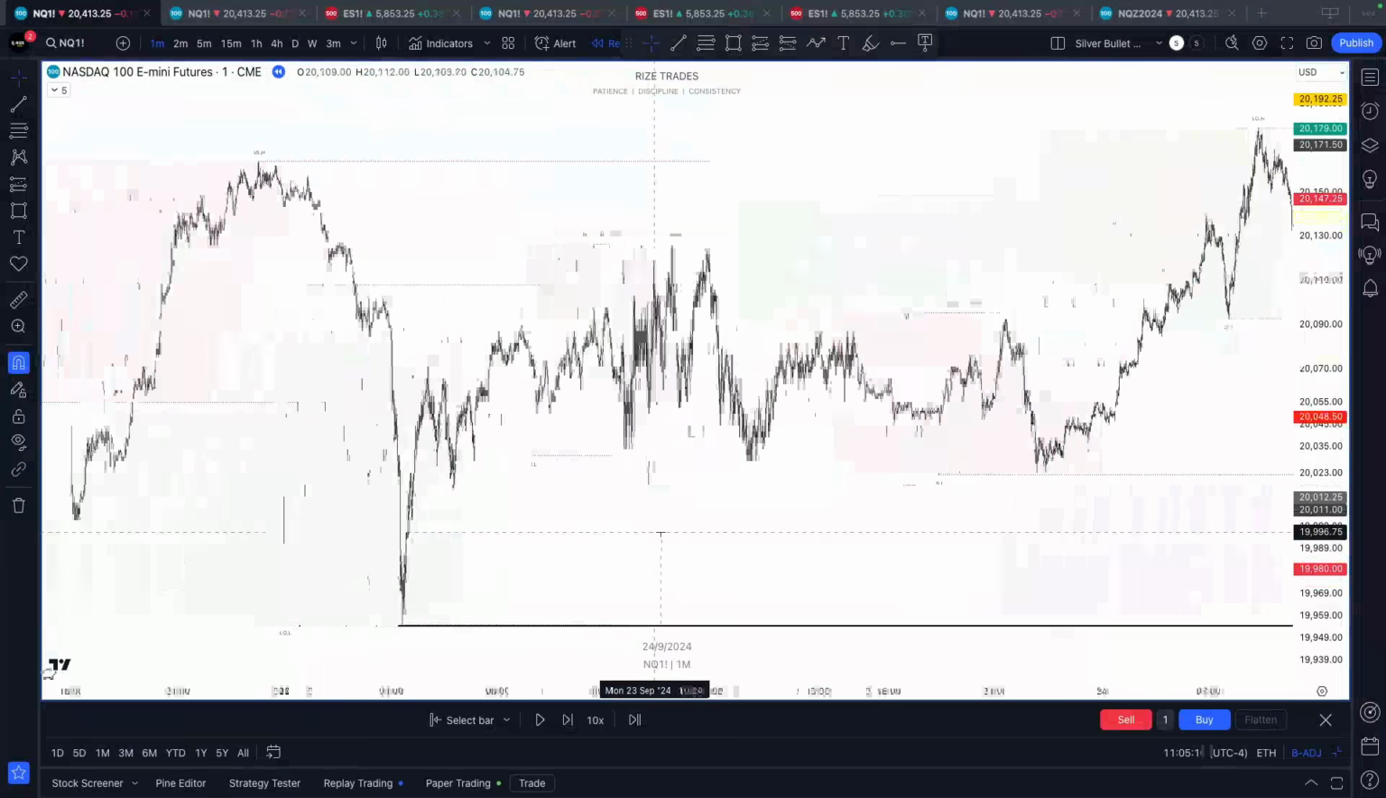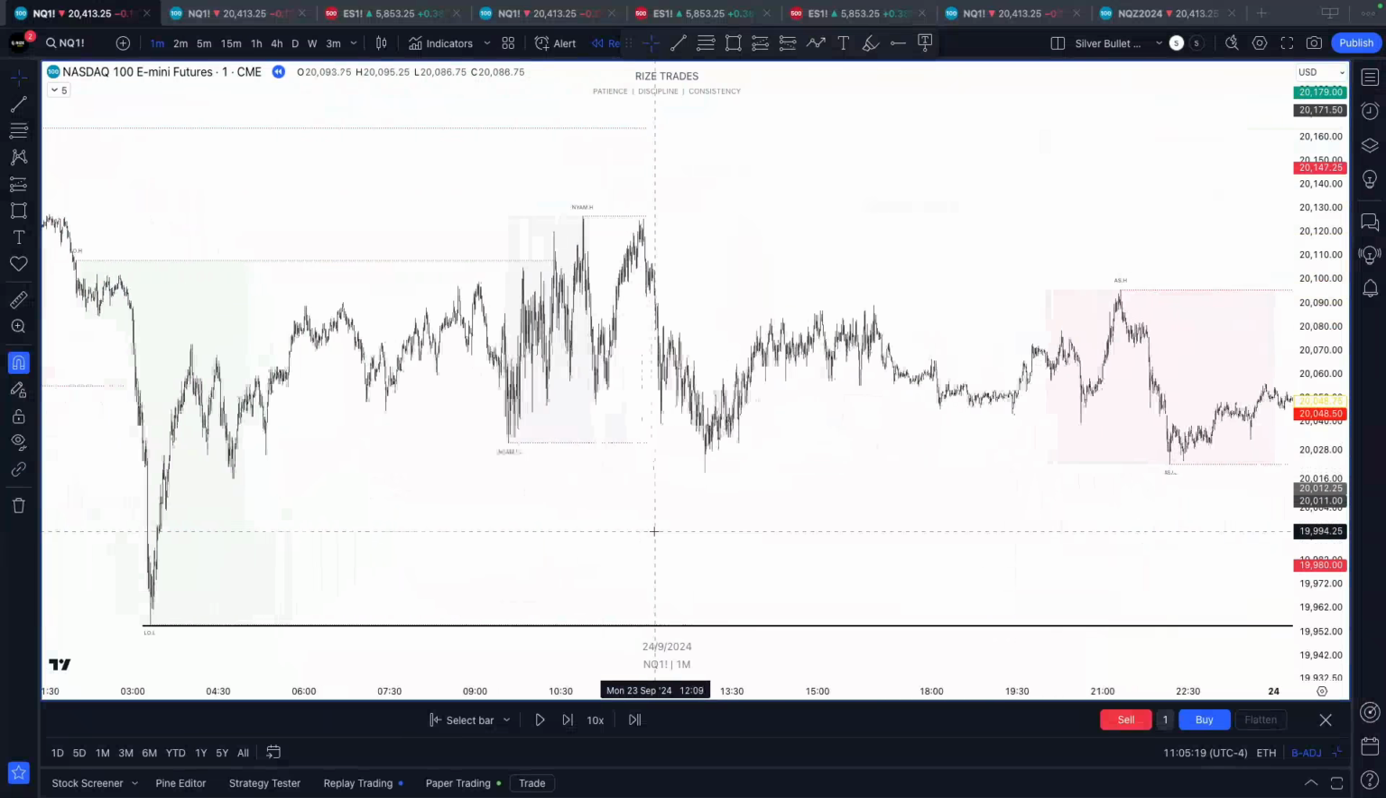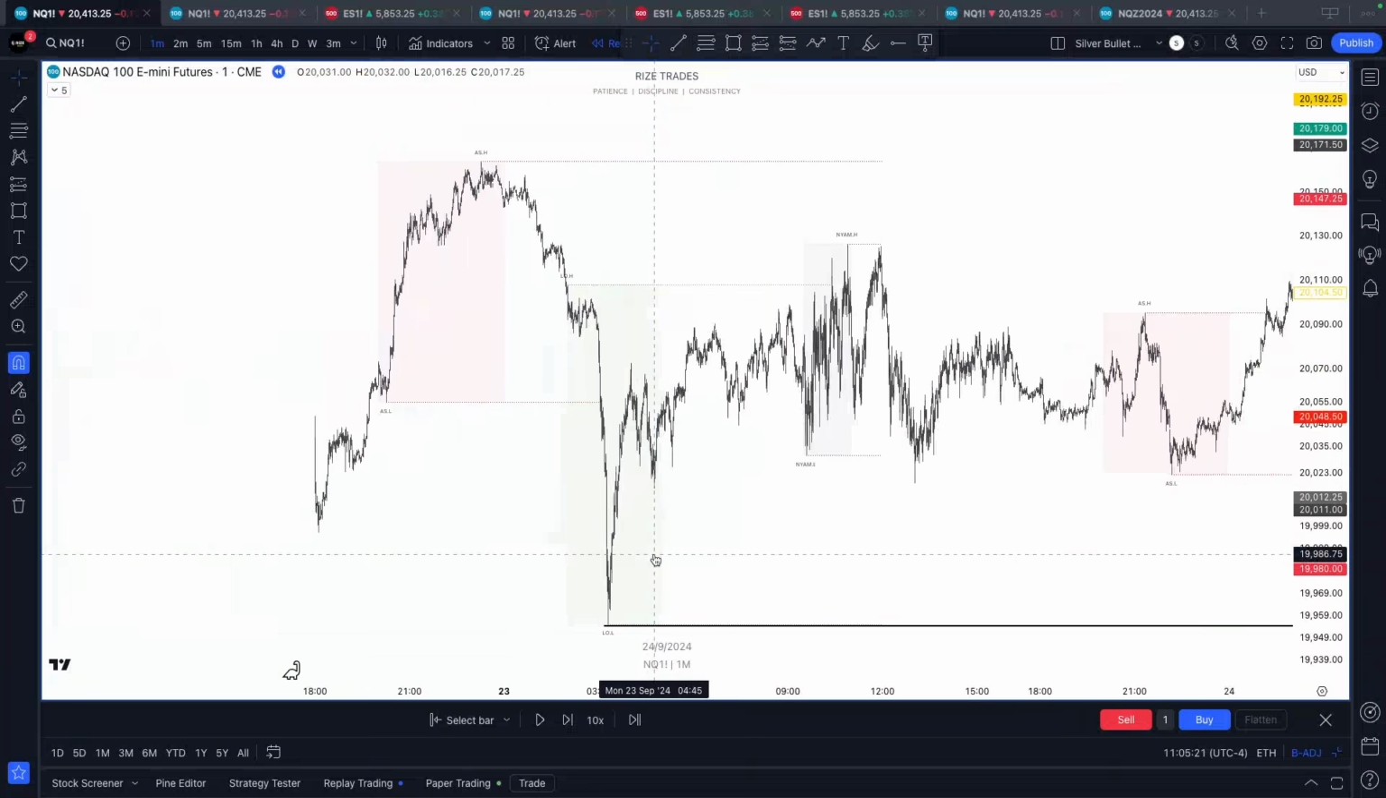So first example, we're going to start on Monday, the 23rd of September, okay? When you are doing this on your charts, there are 3 things I'd recommend you do. Map out any higher time frame fair value gaps, map out your session highs and lows, and map out your previous day high or low. Okay, we're not going to do that because this video would be way too long.